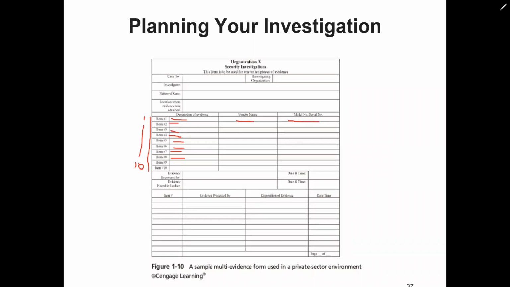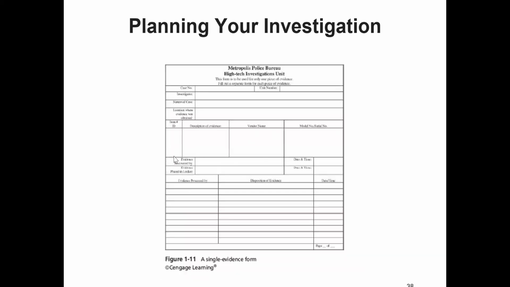Next, we see a single evidence form. In this single evidence form, you will see it's only for writing one item. There are no numbers here. Number 1 only: hard drive, vendor Dell, specifications, and that is it. This is a very long process in creating evidence forms. The single form, the multiple form, all of them are there.